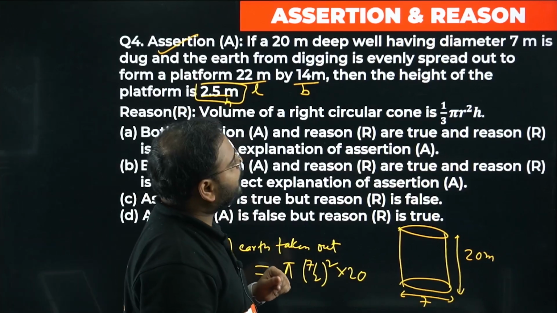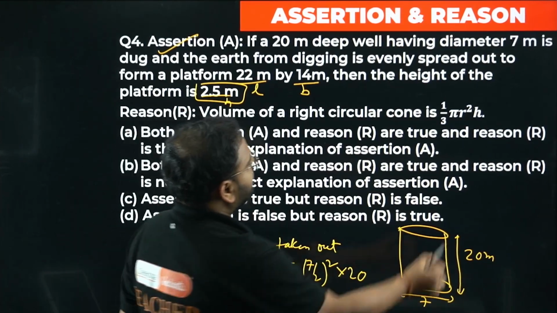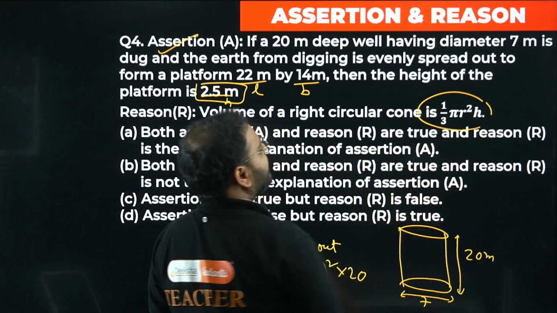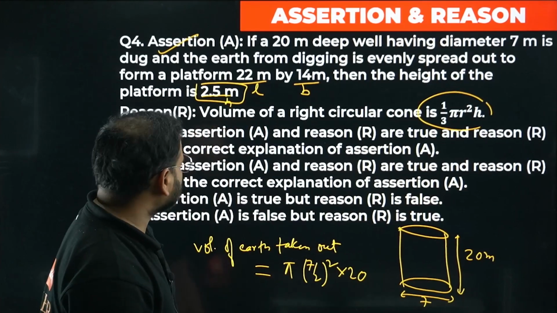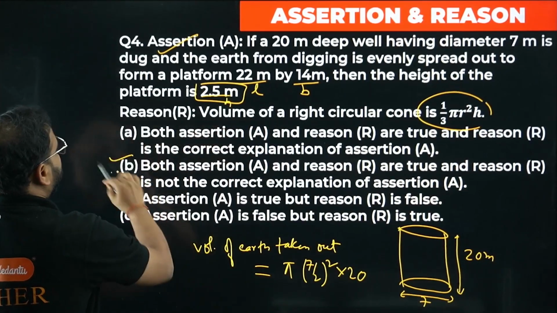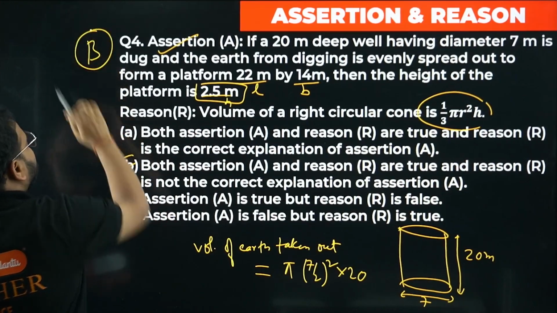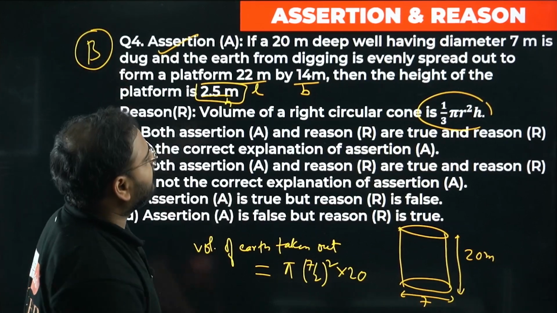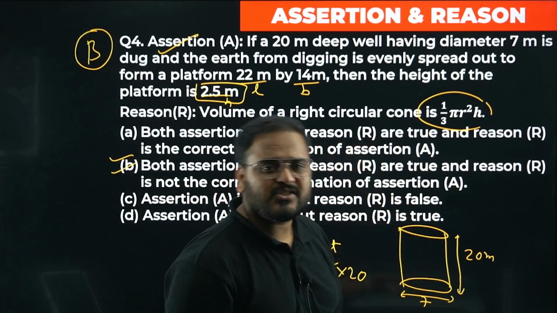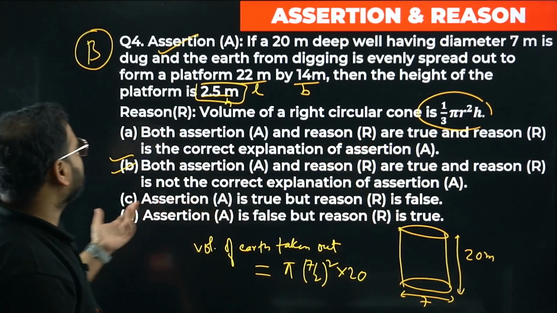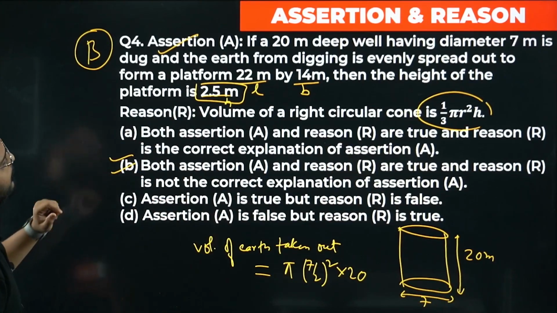Check the reason. Volume of a right circular cone is correct, no? This is correct, but are we using it over here? No, sir. It means again option B is correct. Please check. The cone's volume is 1 by 3 pi r square h, right? But it's not related to the assertion. So option B is the right option.